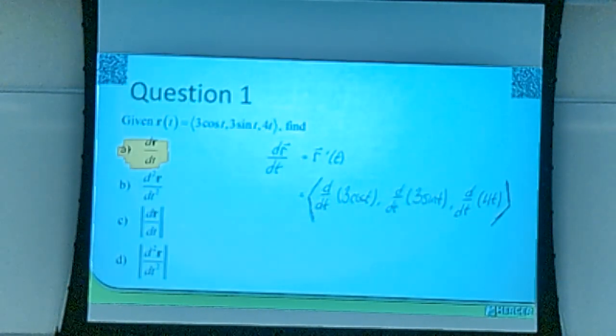Just distribute the differential operator through each component. What is the derivative of 3 cosine of t? What about 3 sine of t? And 14. There's your derivative.